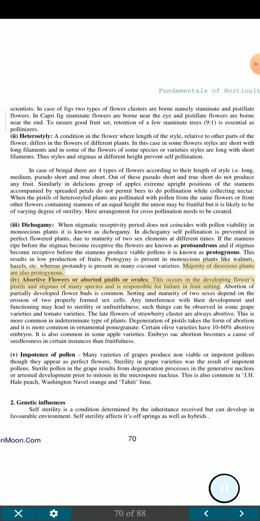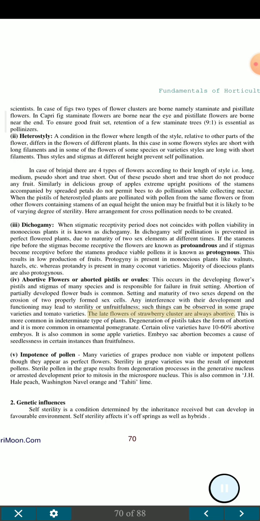Majority of dioecious plants are also protogynous. F. Abortive flowers or aborted pistils or ovules. This occurs in the developing flowers, pistils and stigmas of many species and is responsible for failure in fruit setting. Abortion of partially developed flower buds is common. Setting and maturity of fruit depend on the formation of two properly formed sex cells. Any interference with their development and functioning may lead to sterility or unfruitfulness. Such things can be observed in some grape varieties and tomato varieties.